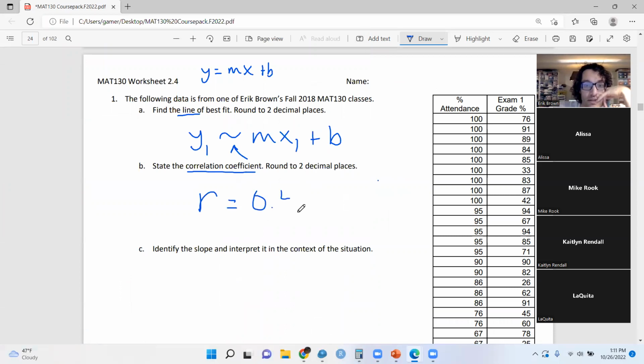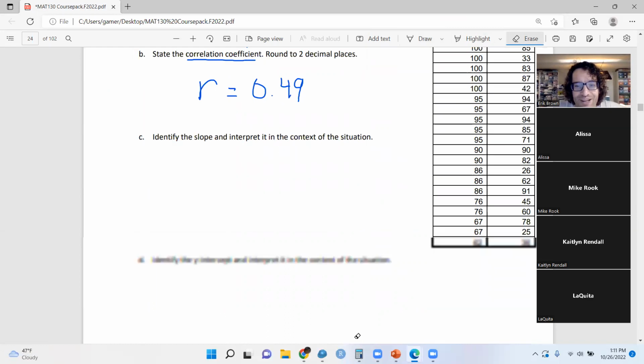It says 2 decimal places. So that's all I'm looking for there. And there isn't any interpreting of R. It's just, this is close to 1, so that's the better model. Although in this case, this is far from 1. So this model is garbage, which is what you're talking about down here.